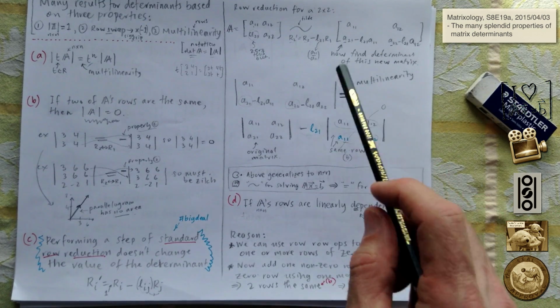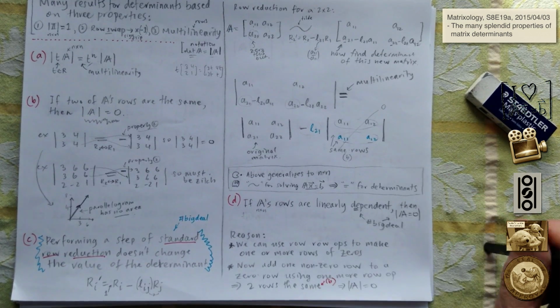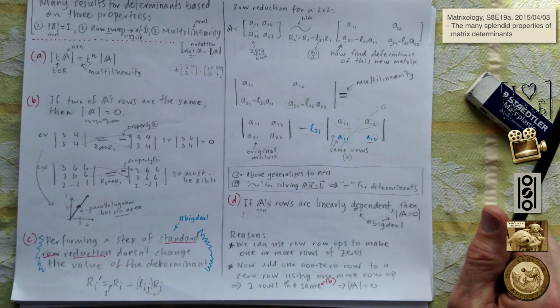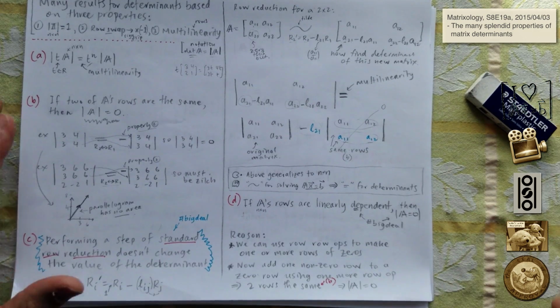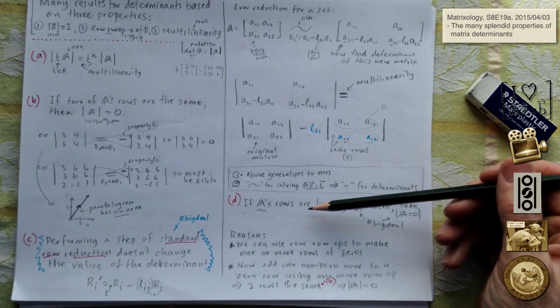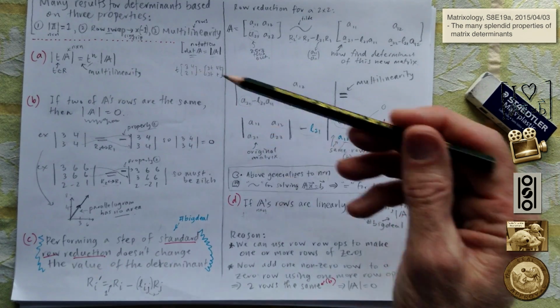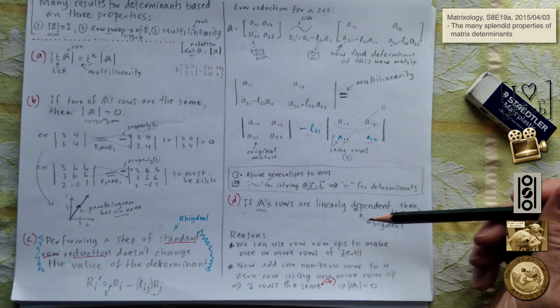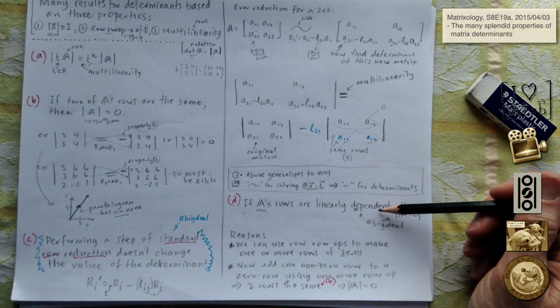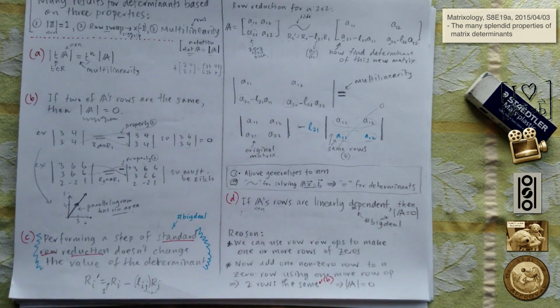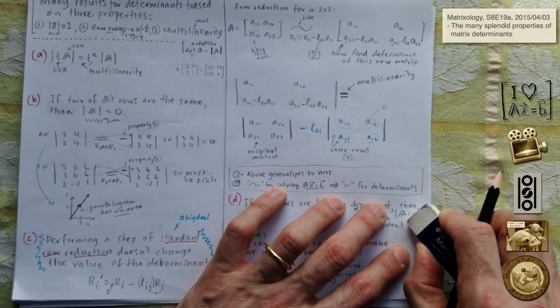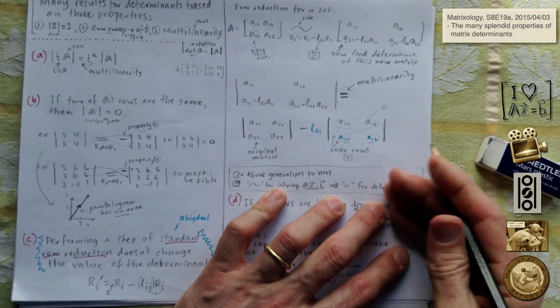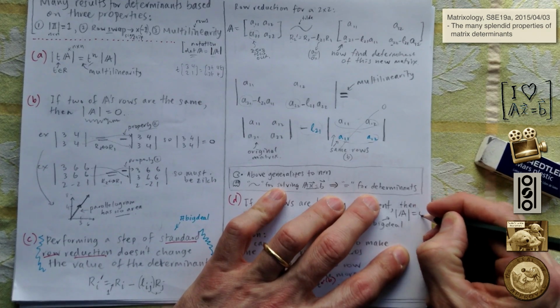Okay, so that unleashes all sorts of things, right? If we can do standard row operations, then we can connect A to U, we can connect it to its reduced row echelon form. We'll get to that. So here's a first piece. If A's rows, and again it's an n by n, we're always talking about square matrices here with determinants, are linearly dependent, so you can make one of these rows out of the others, then the determinant of A equals 0.